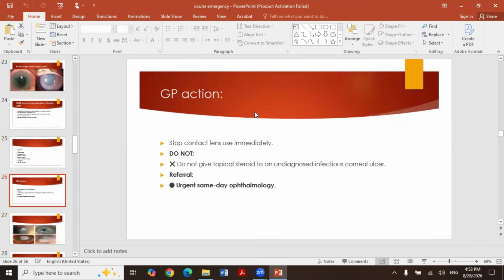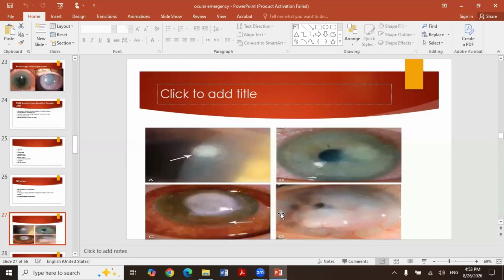Okay, for GP action, what do you tell the patient? First of all, stop using contact lenses. This is very important. Don't give any topical steroid to a patient with an undiagnosed infectious corneal ulcer. Urgent same-day ophthalmology referral. Let us see some pictures.